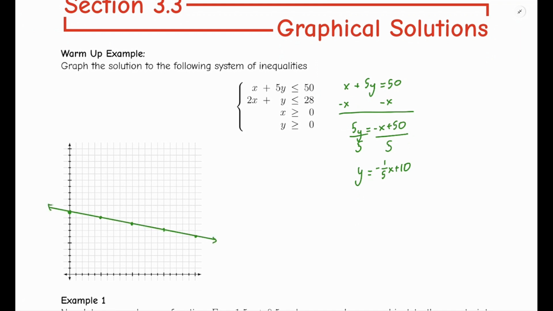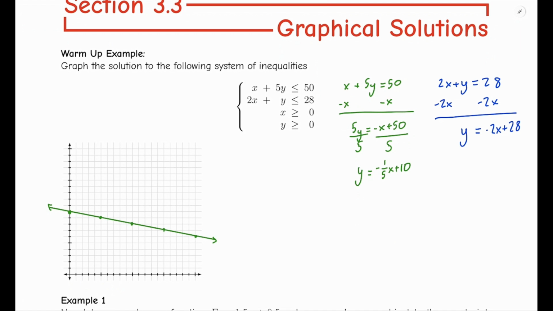So there's our first boundary line, and it should be solid because of the less than or equal to. Now do the next line, 2x plus y equals 28. Subtract 2x, y is equal to negative 2x plus 28.